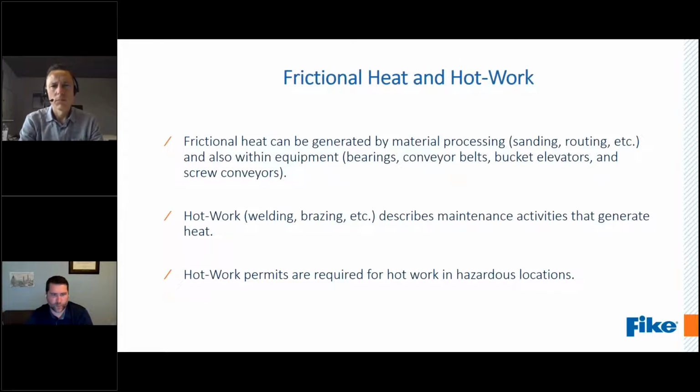Then we've also got hot work, like welding activities. These are maintenance activities that generate heat, and you have to have hot work permits for those in hazardous locations. We'll talk towards the very end about a couple of the permit requirements.